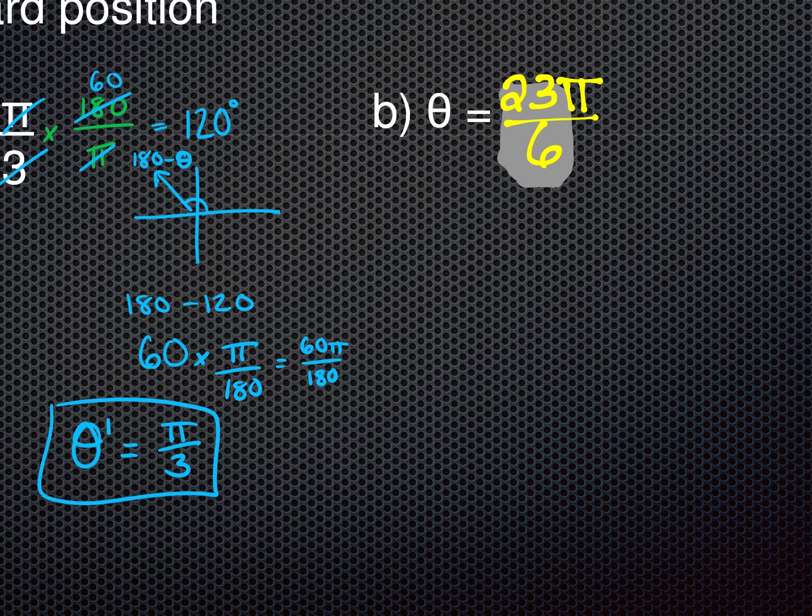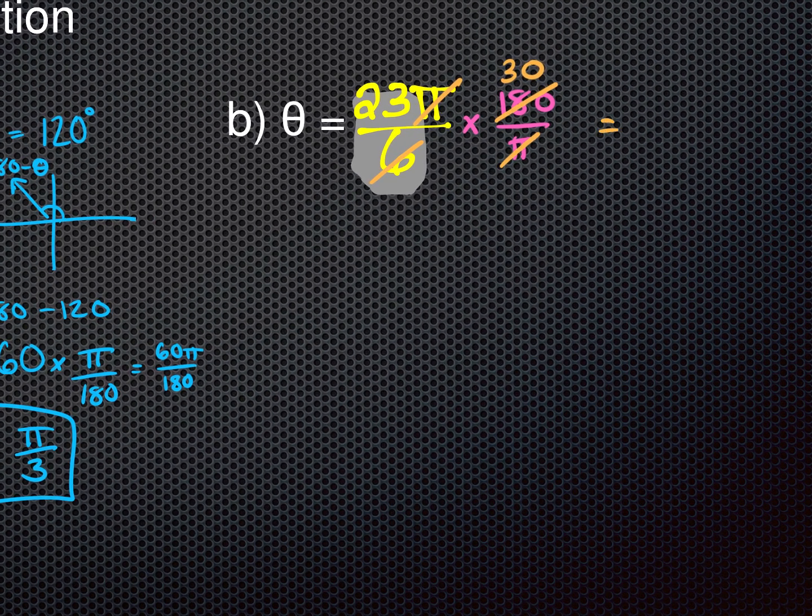Let's do B. So first let's convert it to figure out what quadrant we're in. So we're going to multiply by 180 over pi. The pi's cancel, and 6 goes into 180 30 times. So we have 30 times 23. 30 times 23 would be 690 degrees. Now 690 degrees is more than 360, so our formulas don't work to find our reference angle.